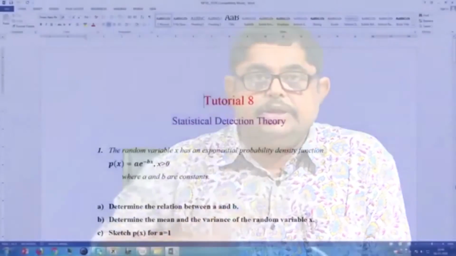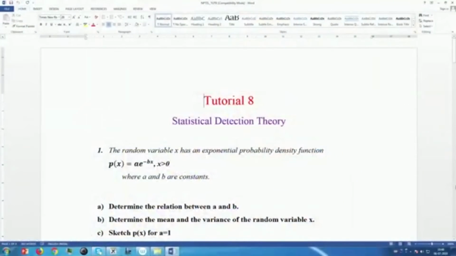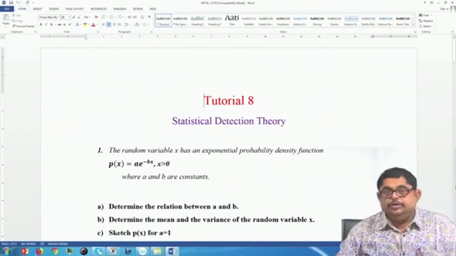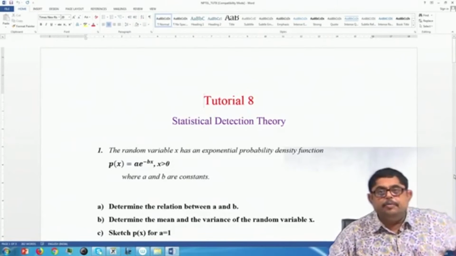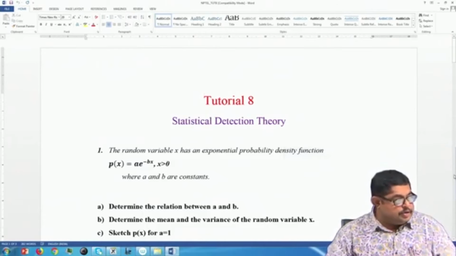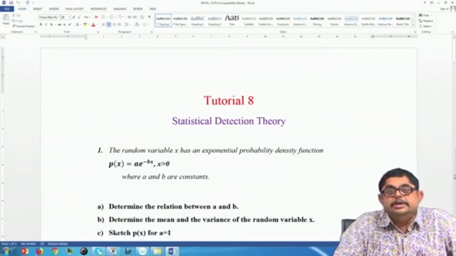In the last few classes, we have seen statistical detection theory. We have applied statistical principles for detection, because there are a lot of fluctuations present. So, today we will see some problems on that. The first thing is a recapitulation of what you have seen in your communication or intermediate classes in statistics.